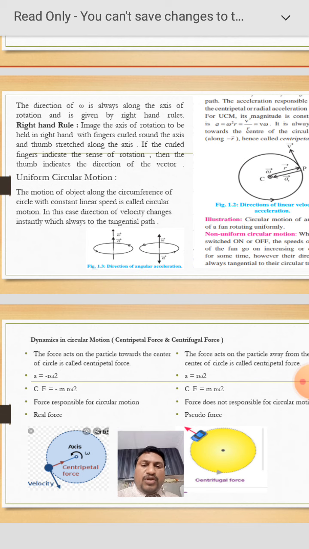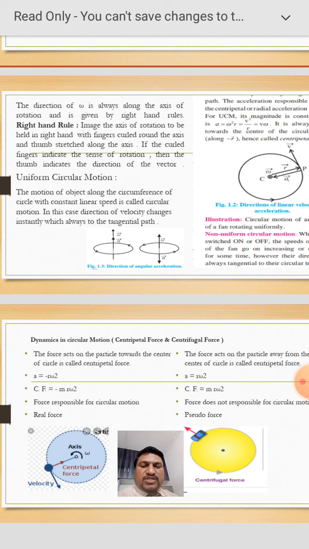What is meant by centripetal force? The force which acts on the particle towards the center of the circle is called the centripetal force. When the particle performs circular motion, the force acting on the particle directed towards the center of the circle is the centripetal force. Centripetal acceleration means the acceleration of the particle directed towards the center of the circle, and this acceleration is a = r omega square. In vector form, vector a = minus omega square radius vector r.